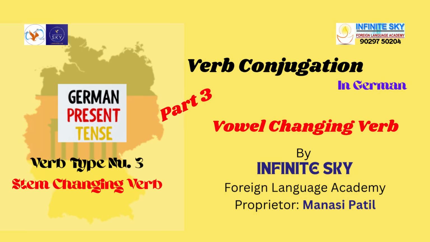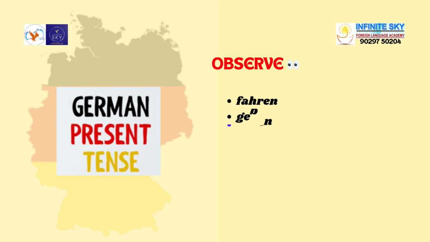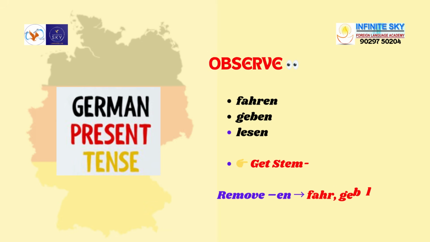Let's see how. Observe these verbs: fahren, geben and lesen. Try to get the stem by removing the ending. Fahr, geb, les. Everything looks normal. But watch carefully what happens next.